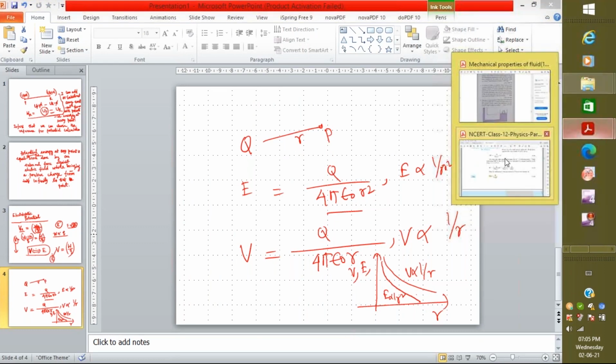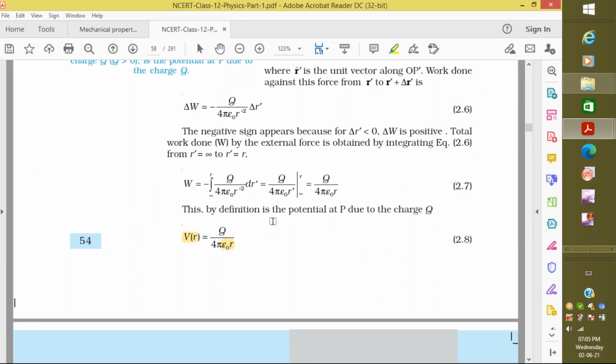In your exam you may not get a question to derive the expression for potential at any point r due to a point charge, but we will be using this result to derive many other derivations. Whenever we need the potential for a point charge at a certain distance, you write the value of the charge divided by 4 pi epsilon naught r, where r is the distance at which you are calculating the potential.